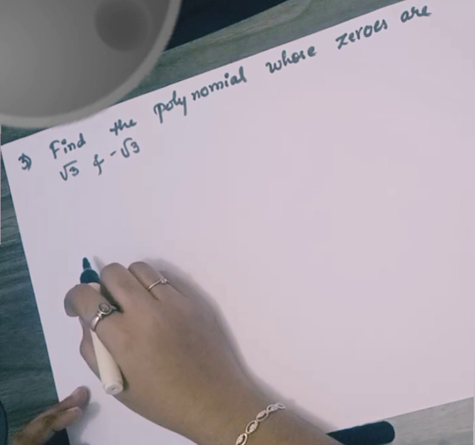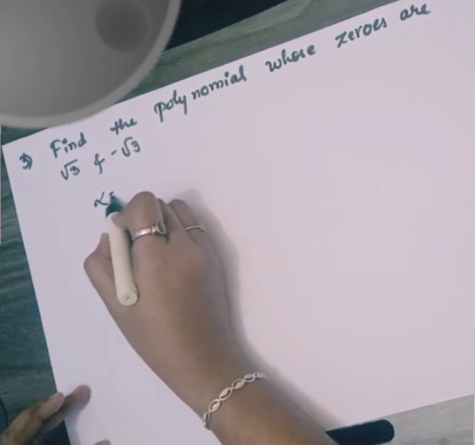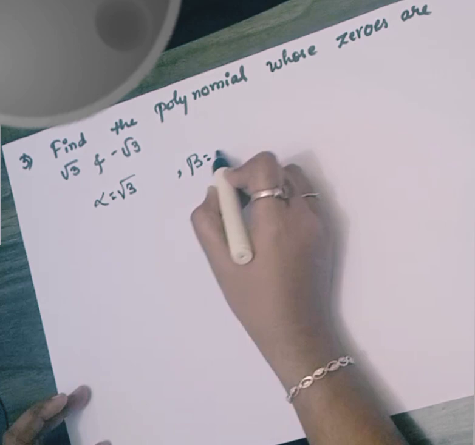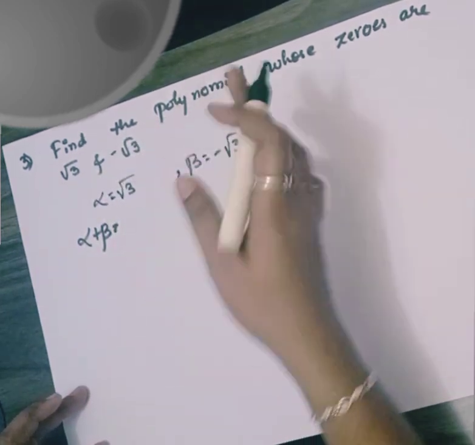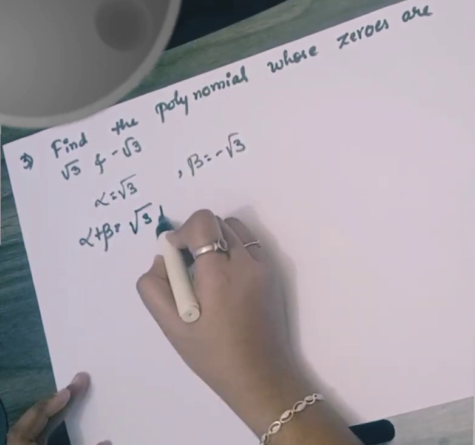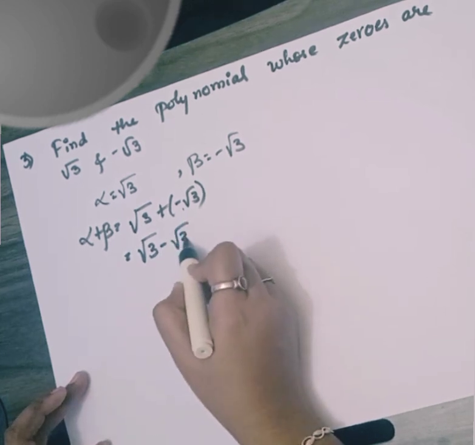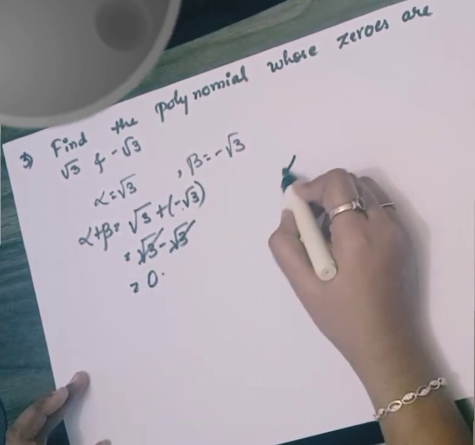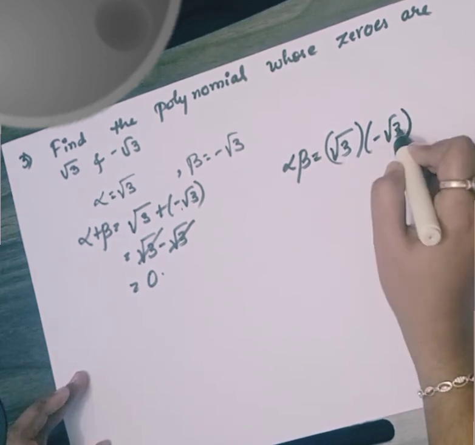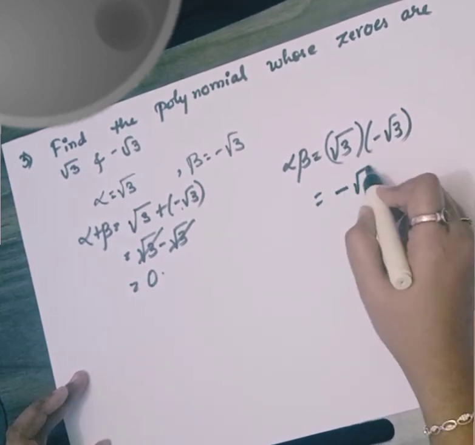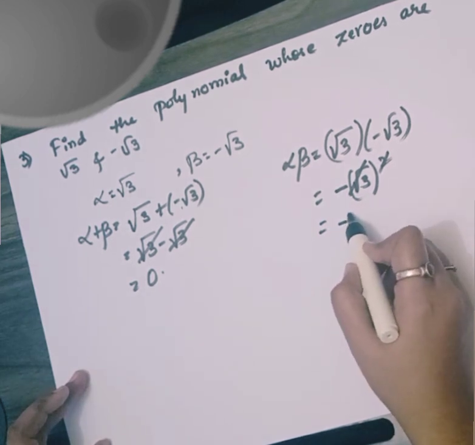Find the polynomial whose zeros are root 3 and minus root 3. They did not mention any sum or product. So we write alpha is root 3 and beta is minus root 3. First we need to find alpha plus beta because we need a polynomial equation. Root 3 plus minus root 3, root 3 minus root 3 cancels, we get 0. Next alpha beta is root 3 into minus root 3. Root 3 into root 3 is root 3 whole square, with the minus. Square and root cancel, you will get minus 3.